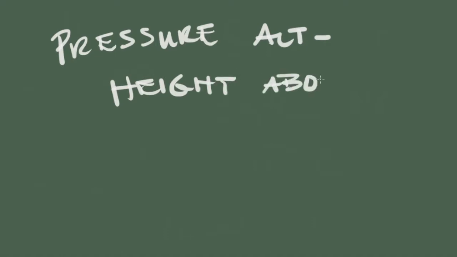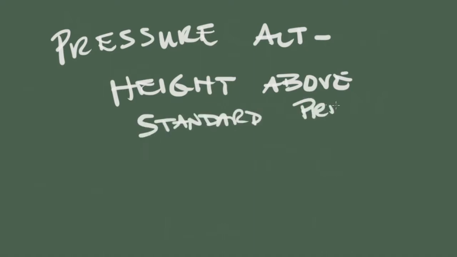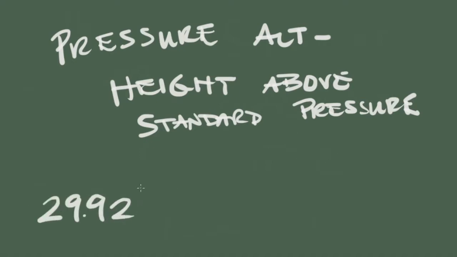Height above standard pressure. Okay, what does that mean exactly? Well, in the last lesson we talked about what standard pressure is, right? It's 29.92 inches of mercury at sea level. That's standard pressure. So pressure altitude is our height above the spot in the atmosphere where the pressure is 29.92.